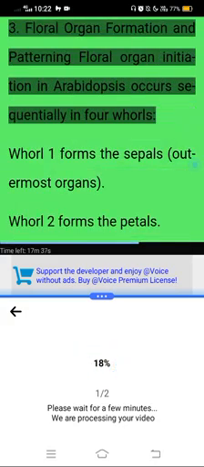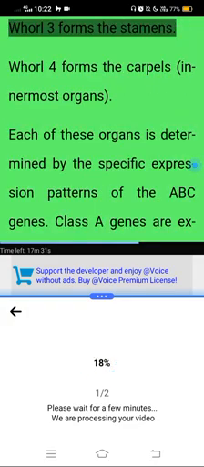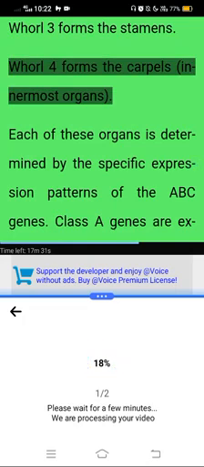3. Floral organ formation and patterning. Floral organ initiation in Arabidopsis occurs sequentially in 4 whorls. Whorl 1 forms the sepals, the outermost organs. Whorl 2 forms the petals. Whorl 3 forms the stamens. Whorl 4 forms the carpels, the innermost organs.